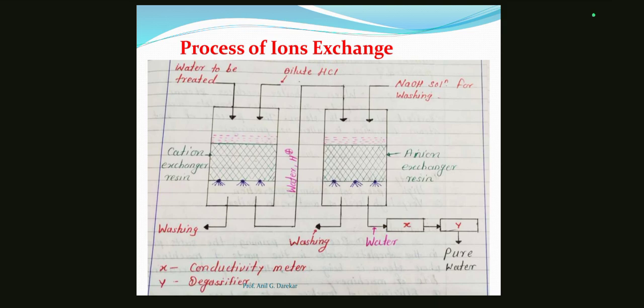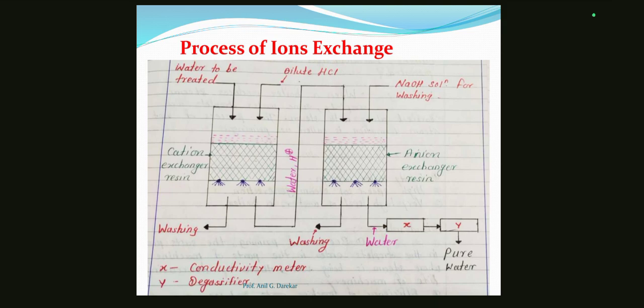Likewise, in the anion exchanger resin there are two inlets at the top and two outlets at the bottom. One inlet is coming from the cation exchanger, and the second inlet is for the addition of NaOH solution for washing purpose. And then two outlets, one for collecting washing and second for collecting the water that we treated.